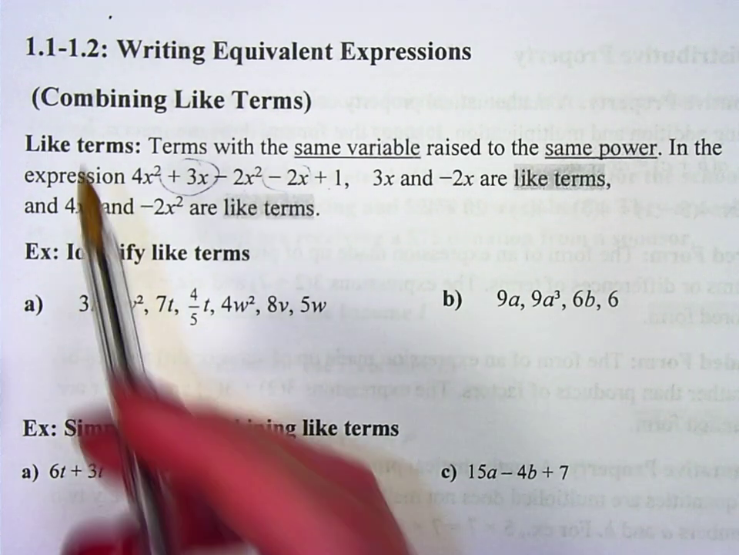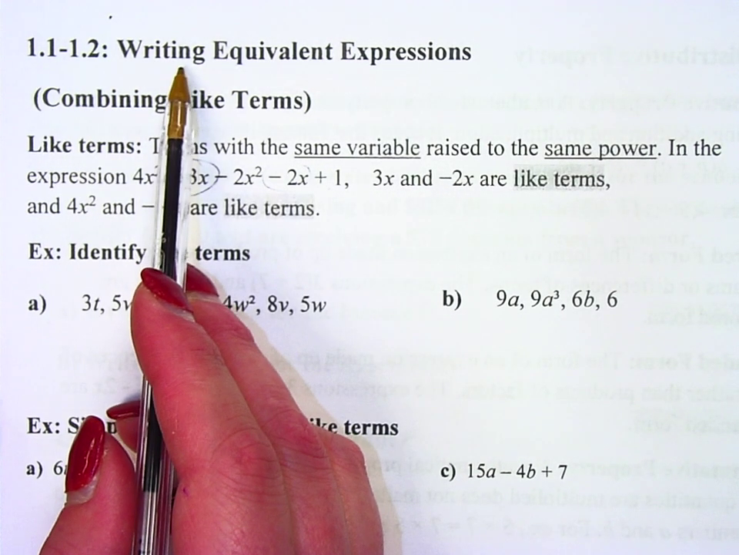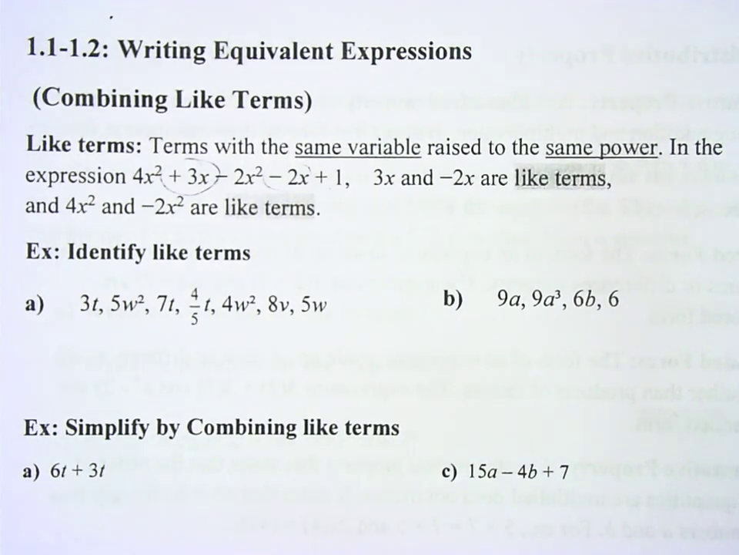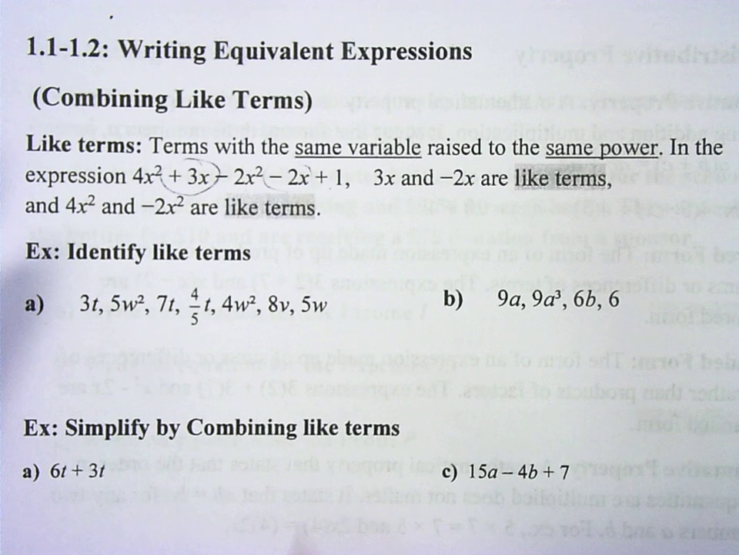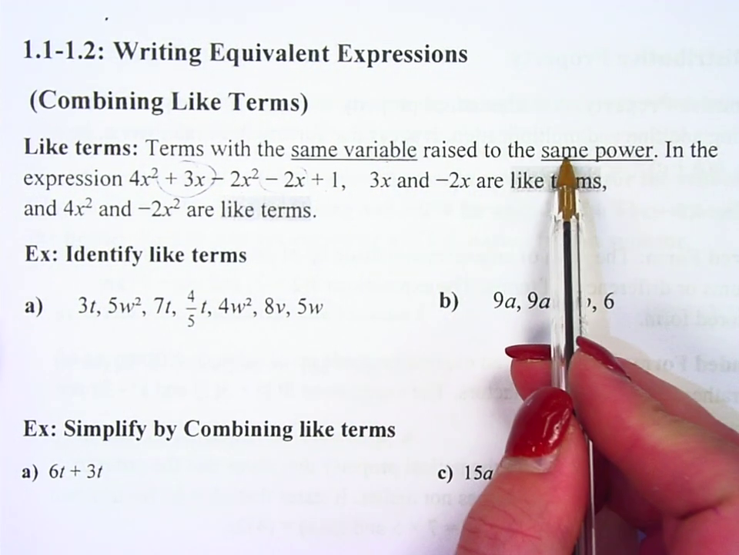This is the notes for 1.1, 1.2 writing equivalent expressions. You'll also hear your teachers refer to it as combining like terms. A like term is something that has the same variable raised to the same power.